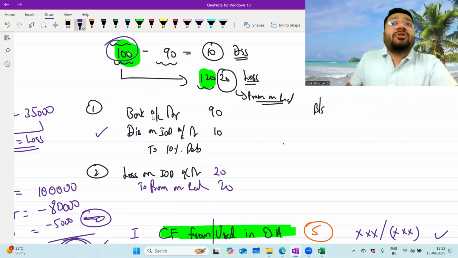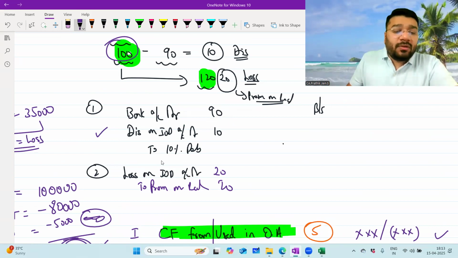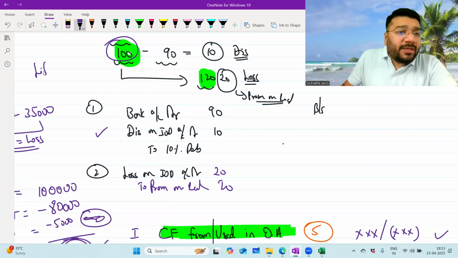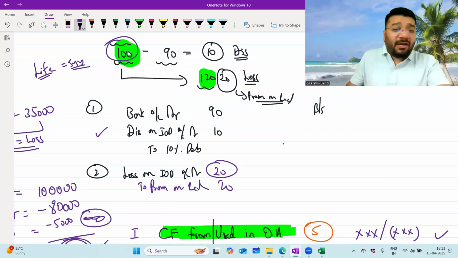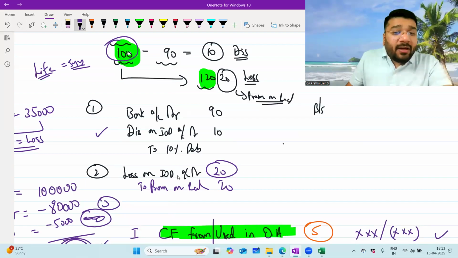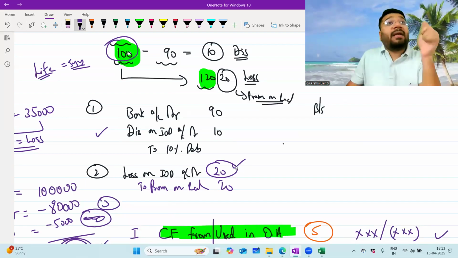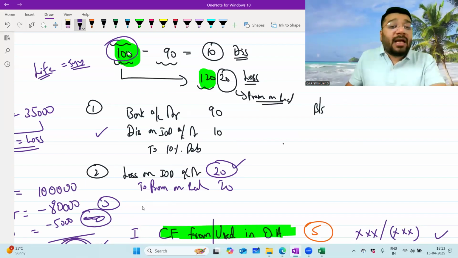20 divided by 5 is how much? 4. Sharing. Imagine the life of the debenture is 5 years. Which means this loss has to be split over a period of 5 years. Now, what is my third entry? I have to transfer the part of the loss. 20 by 5 is how much? 4 rupees I am transferring to P&L.